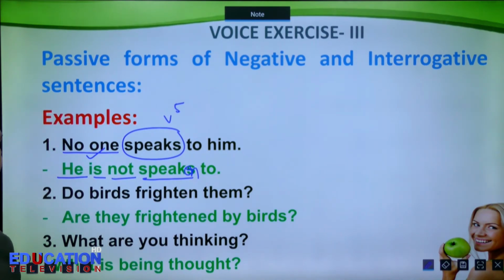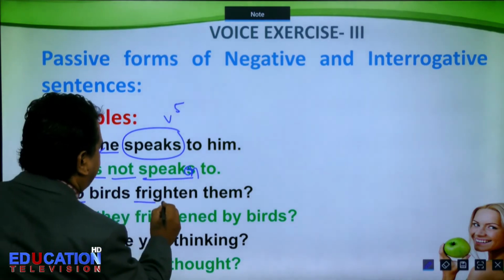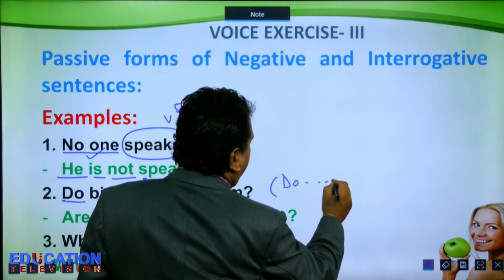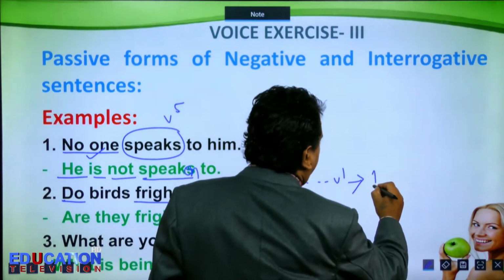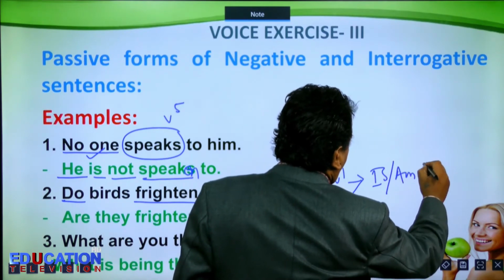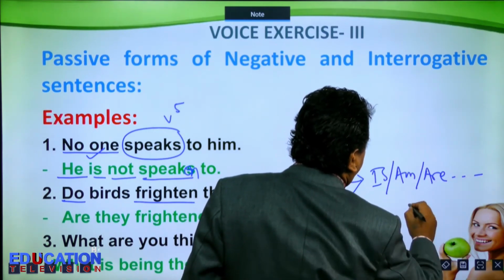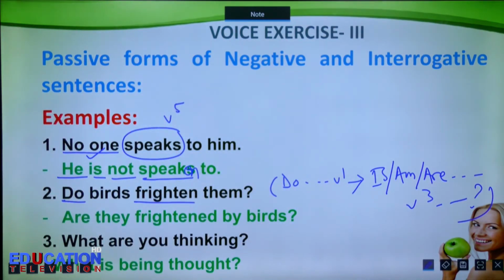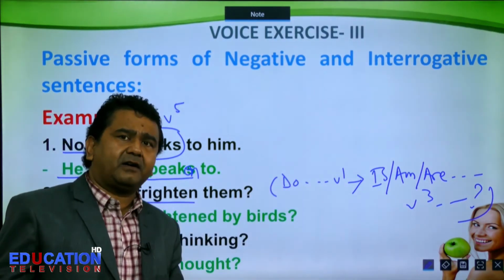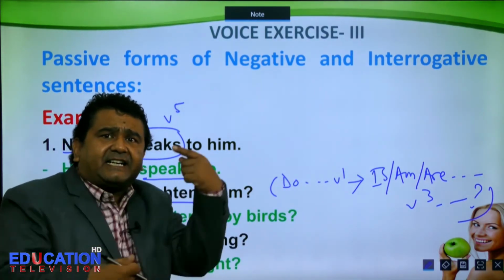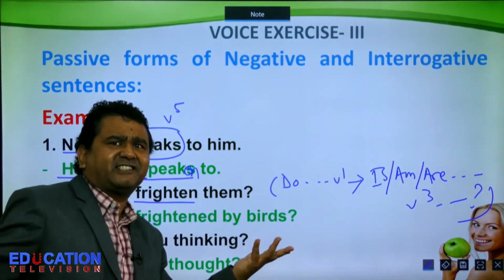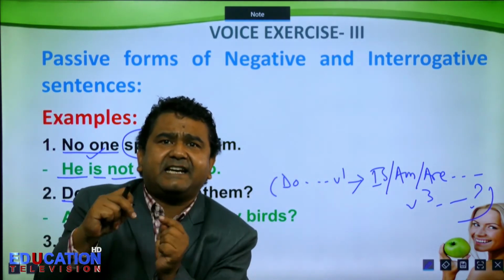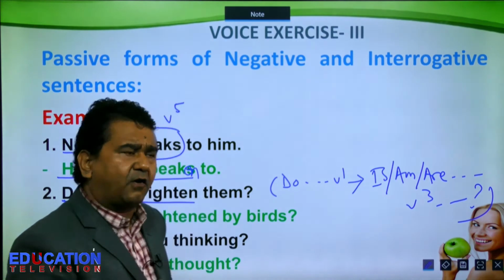Do birds frighten them? Do and frighten. If there is do, dot dot dot, V1, we have to start with is, are, dot dot dot, V3, dot dot dot, question mark. It's all the same. Because do and V1 means V1, that's present tense. Did and V1 means V2, that's past tense. Only the point is that is, are should also be at the beginning of the sentence because it is a question form.